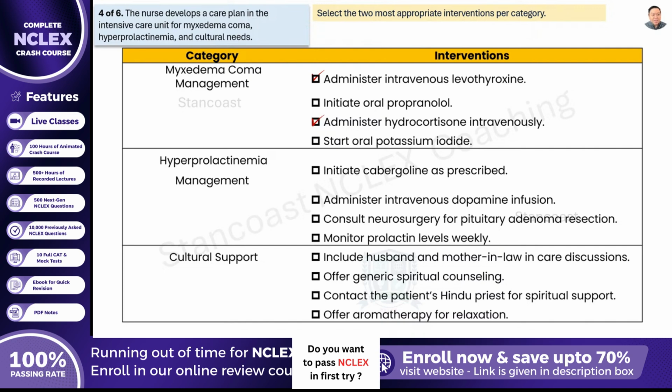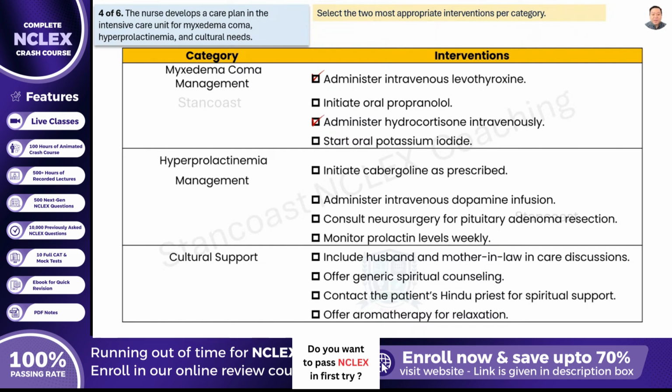Now, if you selected oral potassium iodide, this is indicated for hyperthyroidism cases because it's going to slow down the thyroid hormone release. The problem that we have is the lack of thyroid hormone, not an excess. So this is exactly the opposite. And if you give this medication to this patient, it will suppress the thyroid function even more. So basically, eliminate this.